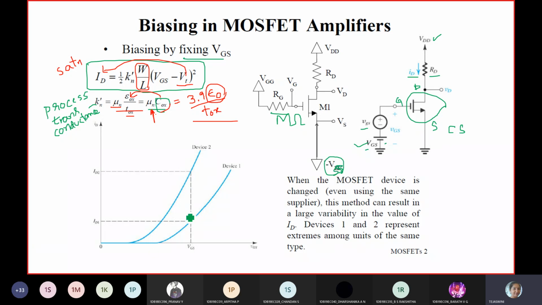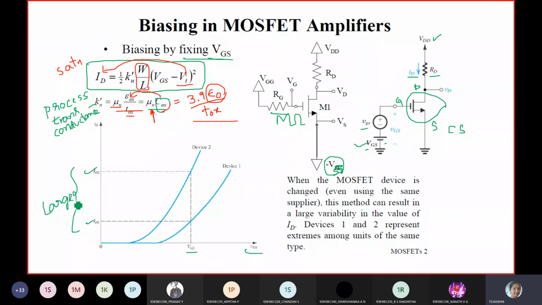Now observe the characteristic curve, ID versus VGS. Our technique says we are fixing VGS. We have taken two devices, device 1 and device 2, both MOSFETs. For these two devices we fix a constant VGS, say 5 volts. VGS is 5 volts for both devices. What will happen to ID1 and ID2? ID1 and ID2 are varying, and the variation is large.